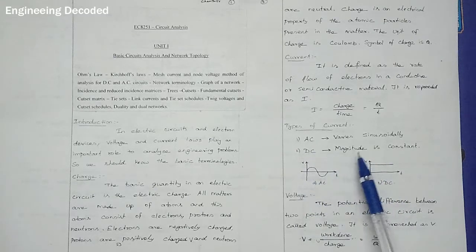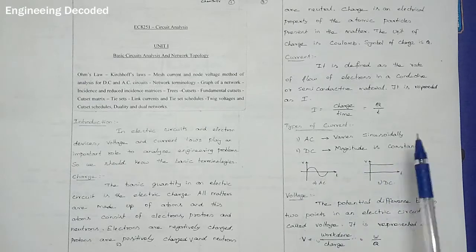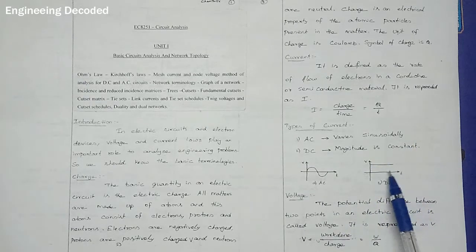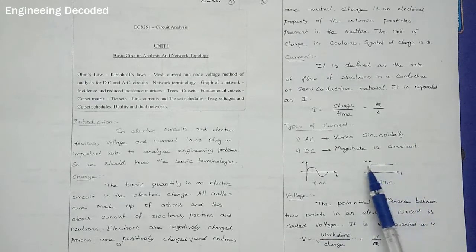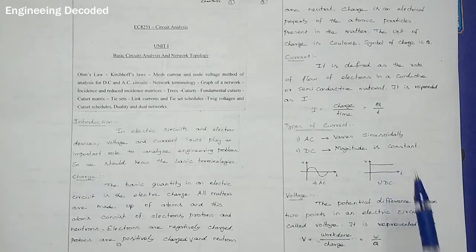The next one is DC. Here the magnitude will always be constant. So this is the DC current. Here comes the time and here comes the voltage. At whatever time you check, the voltage will always remain the same.